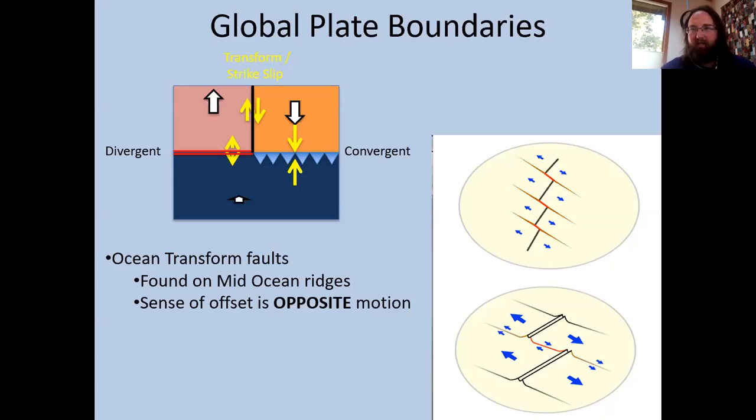Now, on the ocean floor, there tend to be a series of cracks concentrated in a small area. The sense of movement on the other side of this is going to be opposite the offset. So even though it looks like these two ridges are moving away from each other, the actual motion of the lithosphere here is going to be opposite the sense of offset because each of these ridges is generating more new oceanic crust.